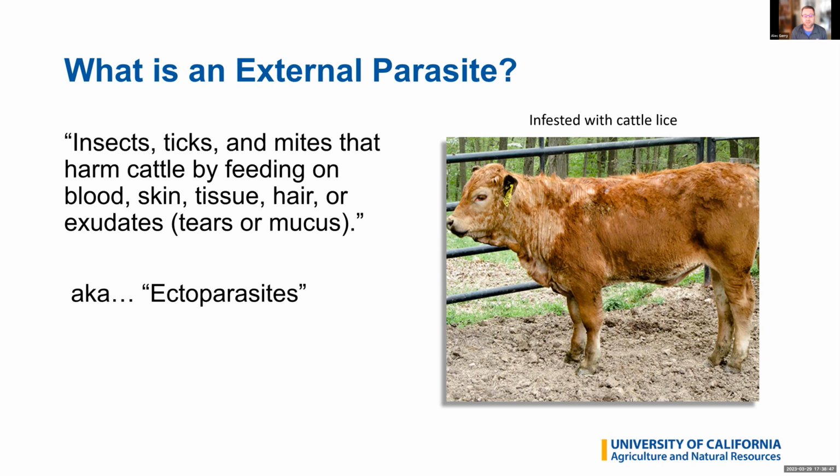External parasites are insects, ticks, or mites that harm cattle, or any animal, but we're talking about cattle today, by feeding either on blood, skin, tissue, hair, or some kind of body exudate. So it could be tears or mucus or other kinds of liquids or fluids that come from the body of the animals. Sometimes I may use the term ectoparasite. That's a shortened term for external parasite. We take the external, make it ecto, and parasite, so it becomes ectoparasites.